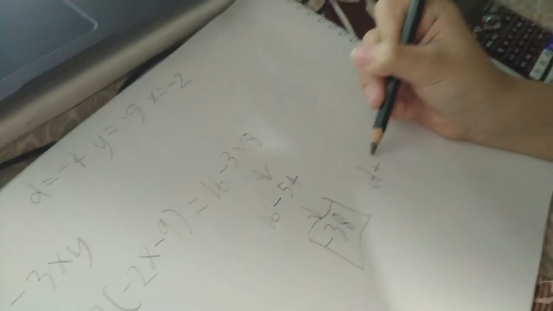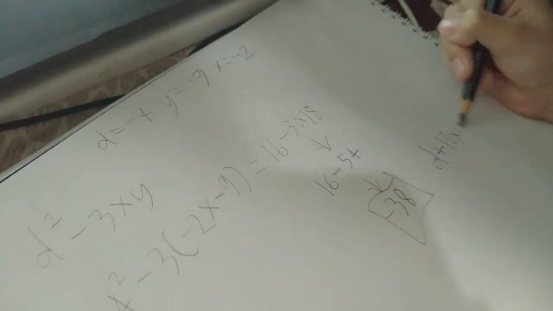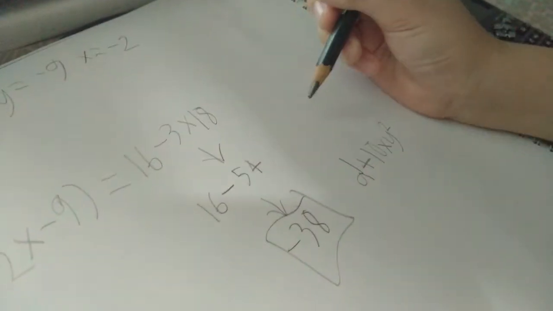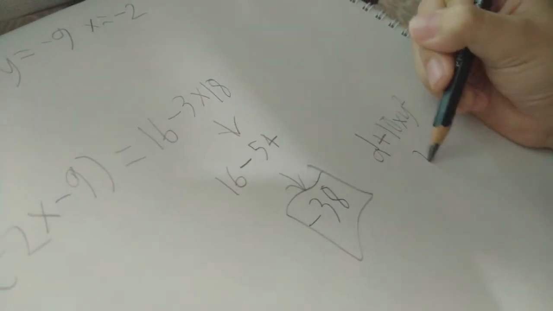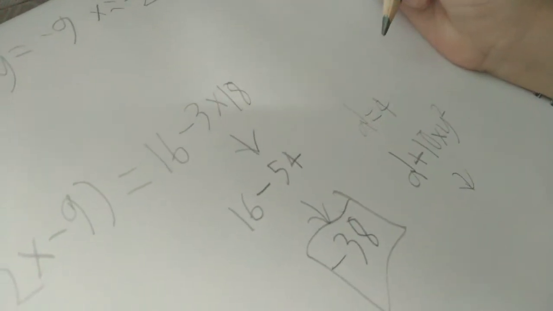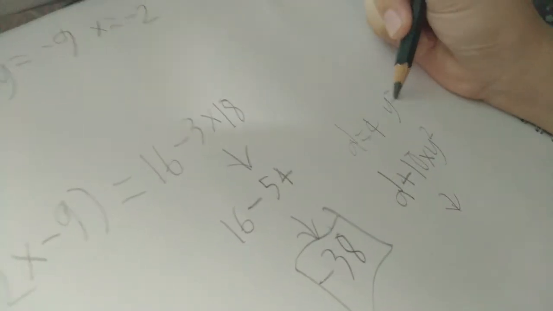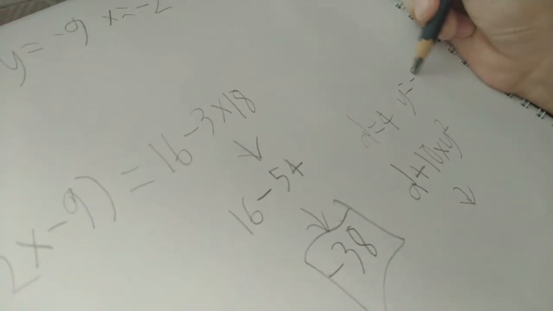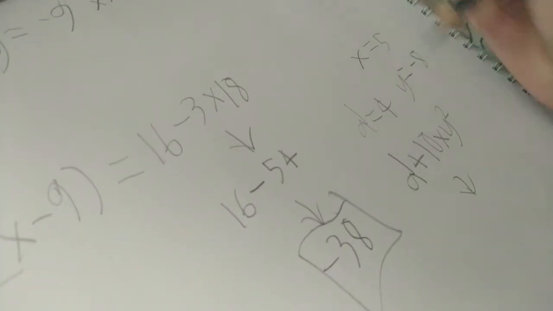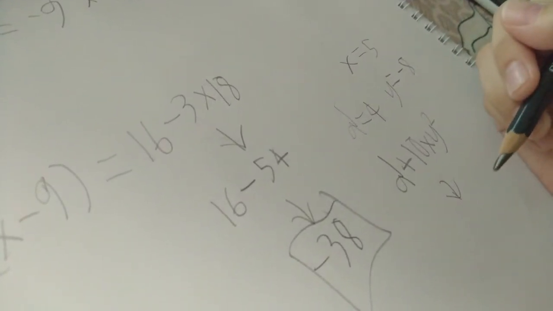D plus 10xy squared. Okay, the y squared right now. So we see that D equals 4. D equals 4. And y equals negative 8. And we see that x equals 5. Then evaluate d plus 10xy squared.